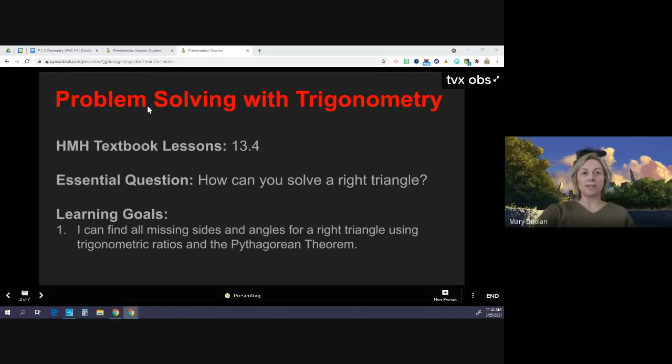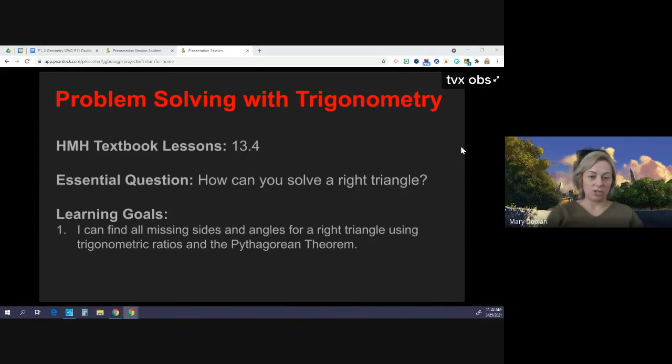There we go. Okay, so problem solving with trigonometry. This is from your textbook 13.4, your essential question, how can you solve a right triangle? And your learning goal is I can find all missing sides and angles for a right triangle using trigonometric ratios and the Pythagorean theorem.